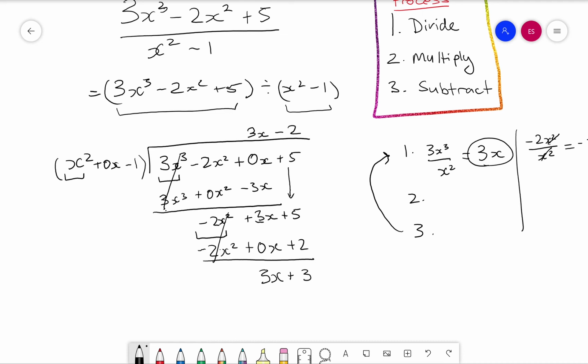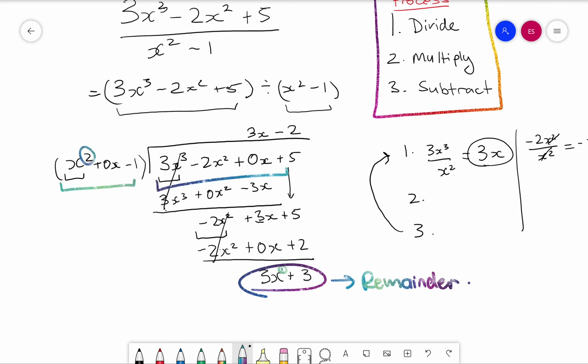Now we actually stop here. We don't do another process, and that's because the leading term here is to the power of 1, and the divisor has a leading term of a higher power, so we actually stop here. So what this means is this is our remainder. So we divided this polynomial by this divisor, and we got this polynomial with a remainder of this.